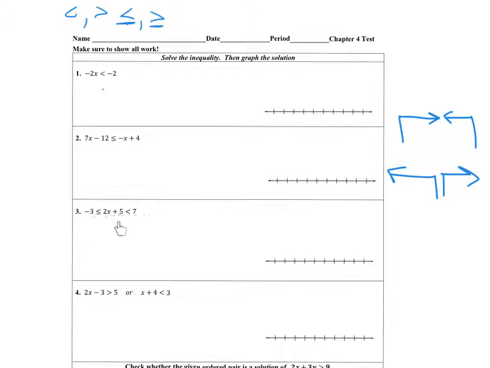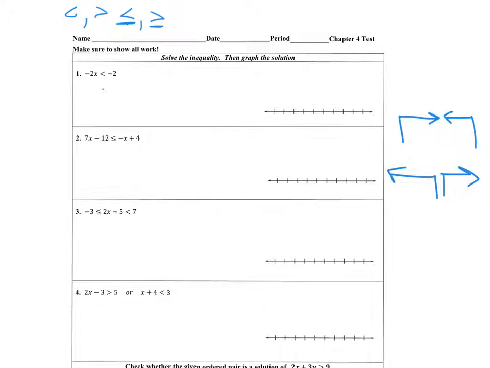Number 3, this is an and. It's one where it's all combined together. You got 2 signs here. Make sure you pay attention to that. Get the x by itself in the middle. Remember, what you do on one side in the middle, you got to do to both sides.